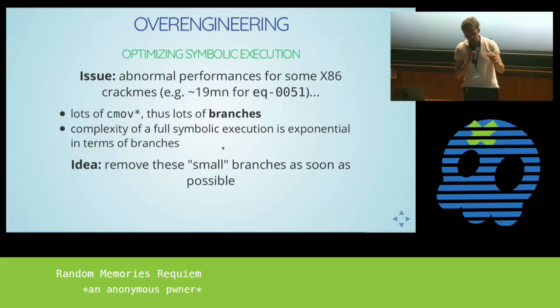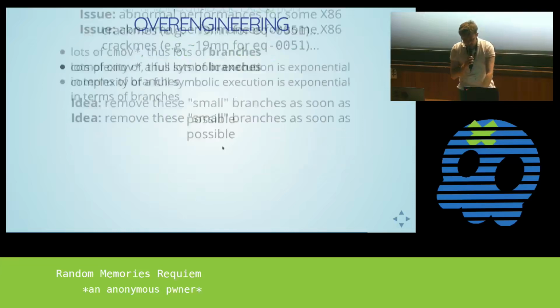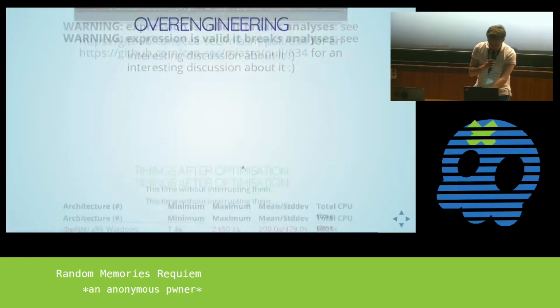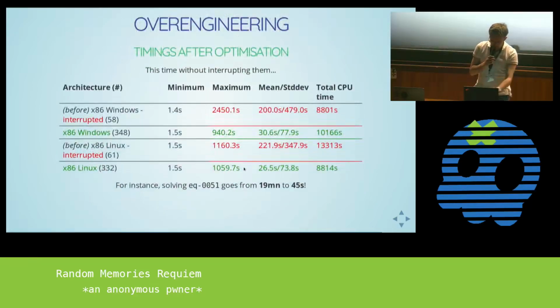This is what takes a lot of time. So one idea is to remove these small branches as soon as possible, and one way to do it, which is not a good way but it works, is to modify the way Miasm translates the cmov instruction. It's actually not really a good idea. You can read this pull request to know why. I can explain this later. Anyway, if we do that, we get really good numbers, really better. It's only on average 30 seconds to solve a crackme.